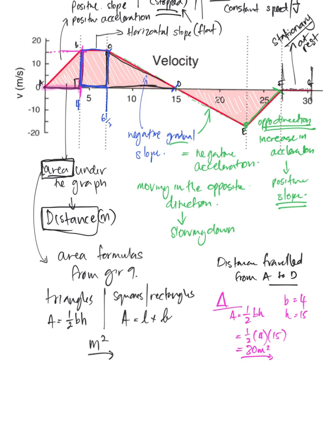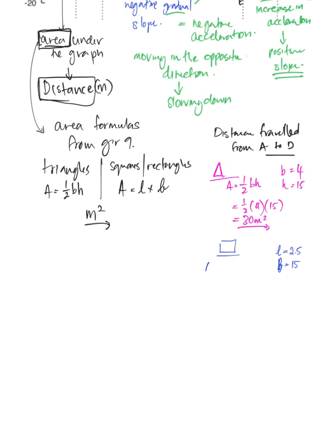So for the rectangle, I know that the length is 2.5, but the breadth is still 15, because look, the breadth still goes up here to the top, and it lines up there. Can we see that? All right, so area is equal to length times breadth, which is 2.5 multiplied by 15, and I'm going to get 37.5 meters squared. So I've got that so far.